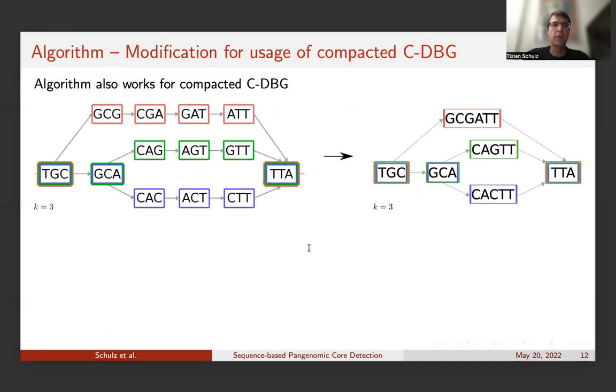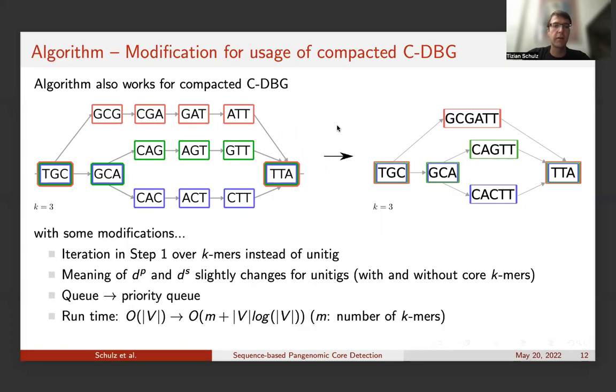With some modifications, we can use the same algorithm also with a compacted colored de Bruijn graph instead of a colored de Bruijn graph. First of all, what is the difference between both graphs? In a compacted colored de Bruijn graph, we merge all the vertices that lie on a non-branching path in the colored de Bruijn graph. So we end up with a graph that has much fewer nodes. And with some modifications of the algorithm, we can, as I said, use the same algorithm also for this kind of graph. However, the asymptotic runtime increases for the compacted colored de Bruijn graphs.